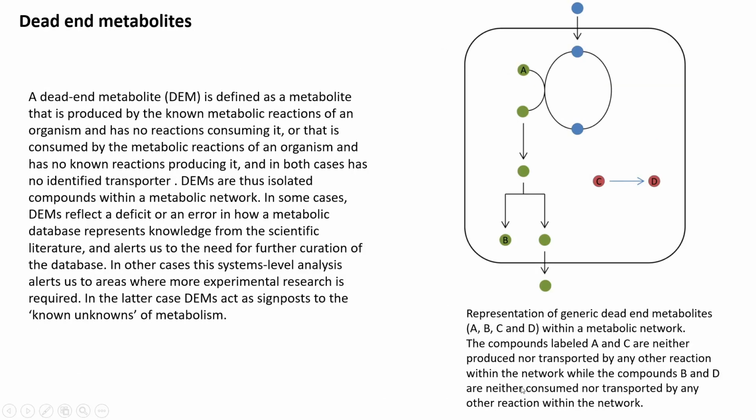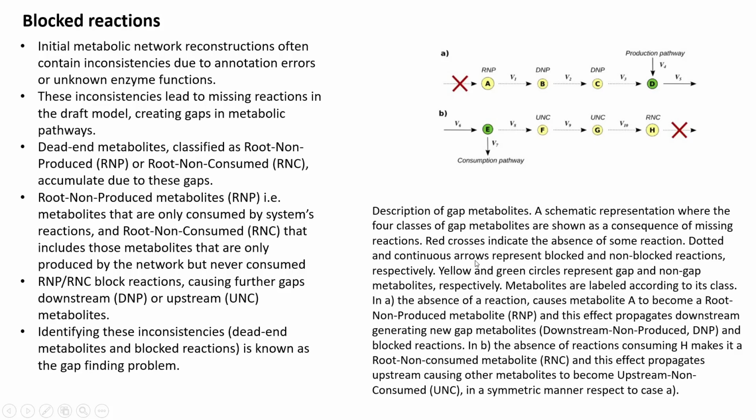They are neither produced nor transported by any other reaction, and are neither consumed inside the reaction. So if it is not consumed, we basically call it root non-consumed, and if it is not produced inside the network, we call it root non-produced. So we have RNP and RNC. Basically, it's how the name suggests. RNP are metabolites that are only consumed by the system's reaction, and RNC are those metabolites that are only produced by the network but are never consumed.